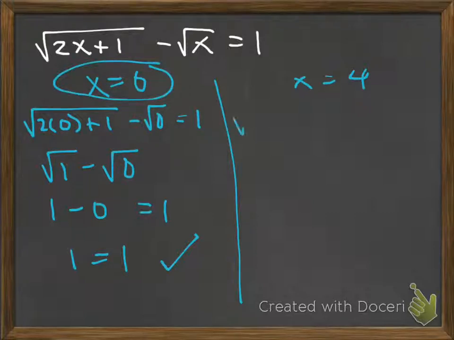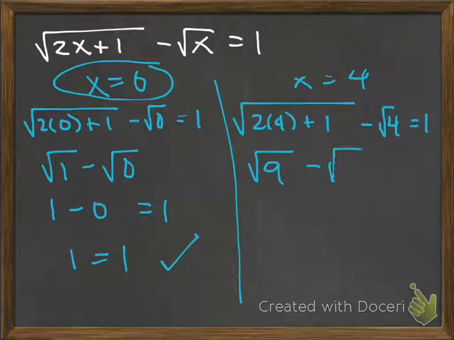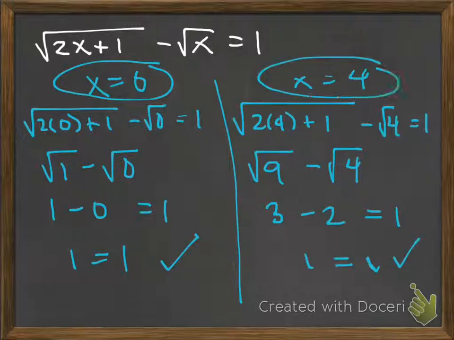Now we'll check 4. So I have 2 times 4 plus 1 minus the square root of 4. And we're trying to determine if this equals 1. So underneath the radical, 2 times 4 is 8. 8 plus 1 is 9. So I have the square root of 9 minus the square root of 4. So I have 3 minus 2. And 1 equals 1 again. So 4 is also a solution. So again, don't think that you always have to have one solution, one extraneous. Sometimes they both work. So that is all for today.